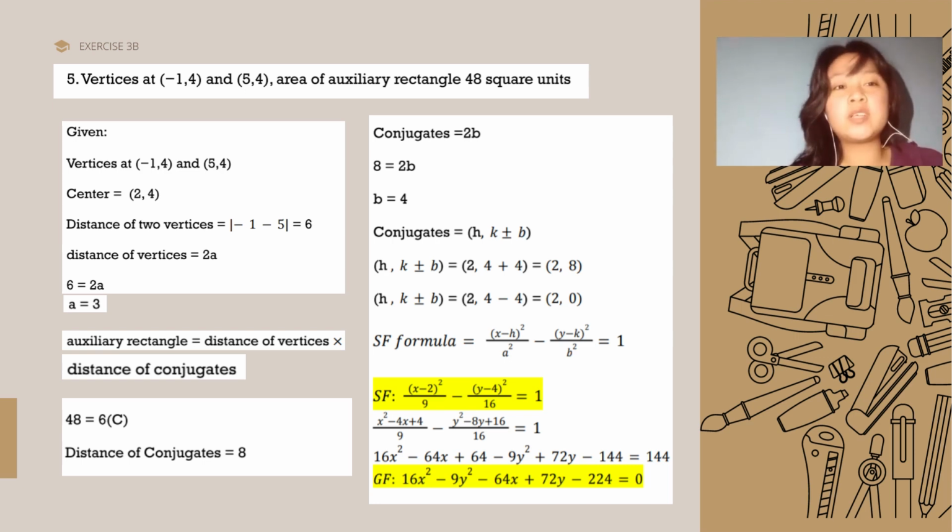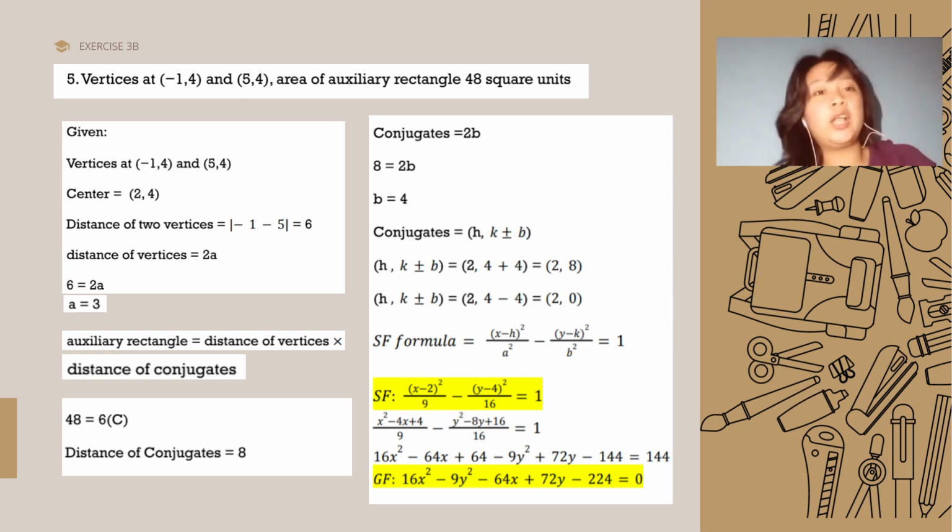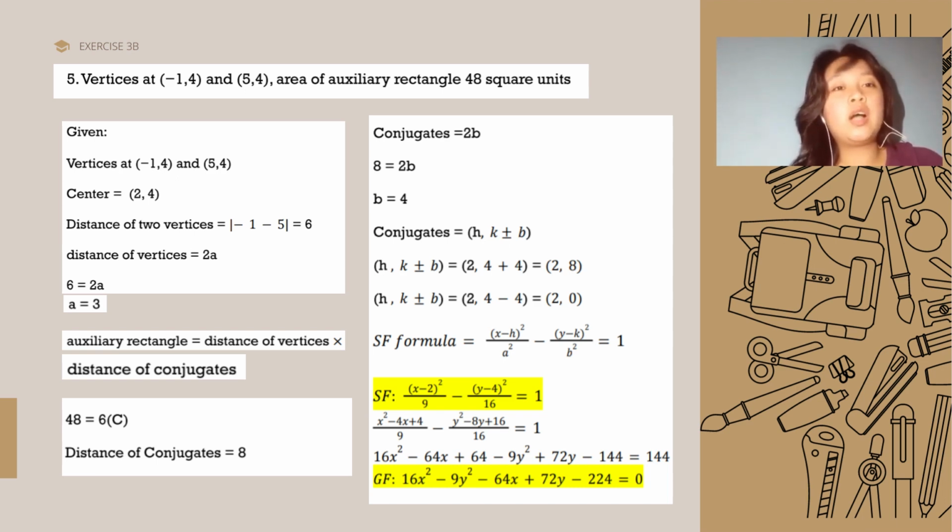So in order for us also to find the conjugates, h and k, positive and negative b, kailangan natin i-separate yung positive and negative, so that we will be having two answers. So in h and then k plus b, which is 2 and 4 plus 4 is equal to 8. It is 2 and 8. And yung sa negative naman, which is 2 and 4 minus 4 is equal to 2 and 0.